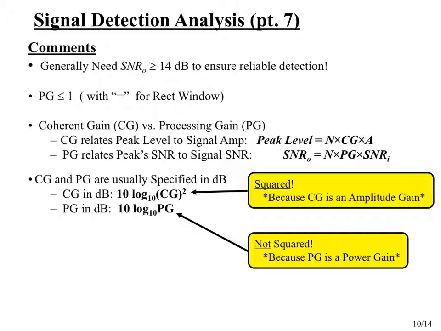This is a general rule of thumb, just very rough. You're usually aiming to get an output SNR of about 14 dB or better, so that you can reliably see a peak well above the noise floor. Processing gain is less than or equal to 1. Rectangular window is the only one with a processing gain of 1. All other tapered windows have a processing gain less than 1.